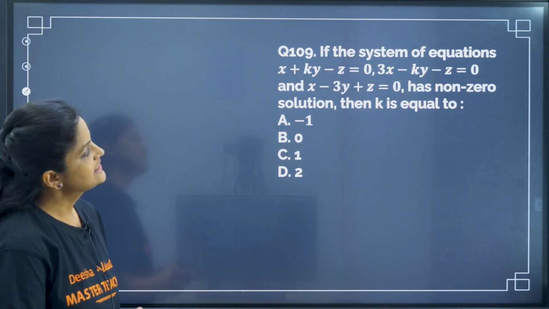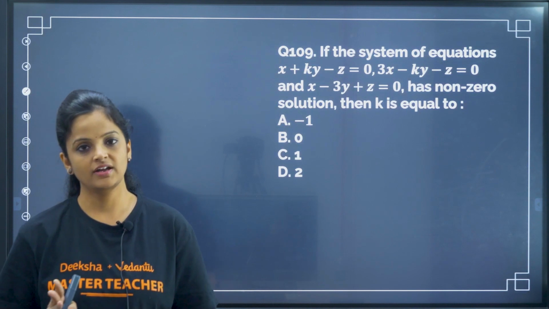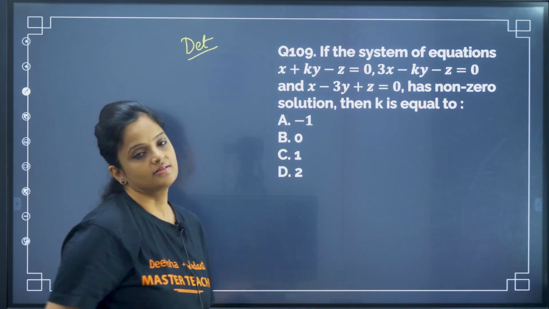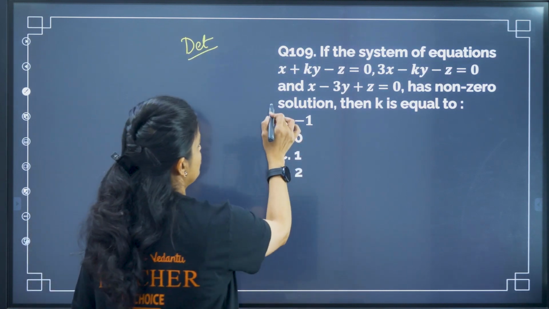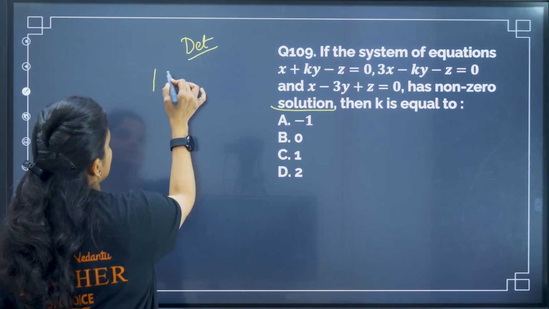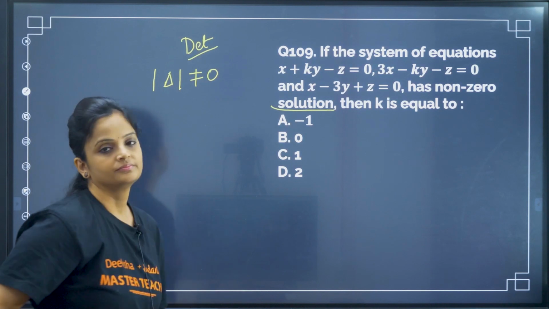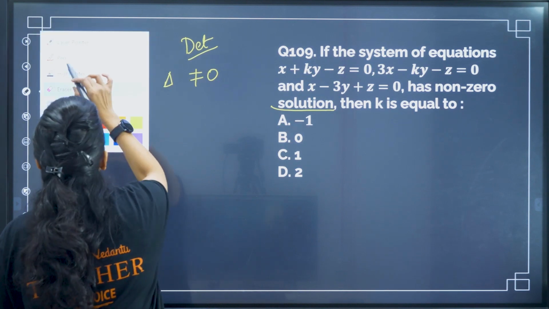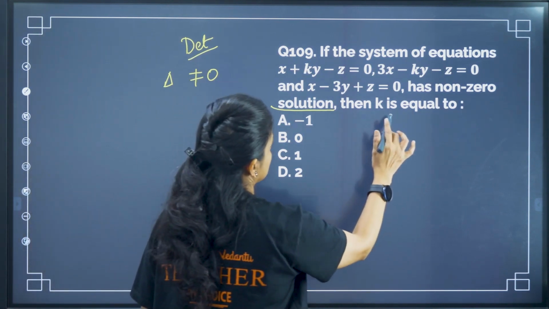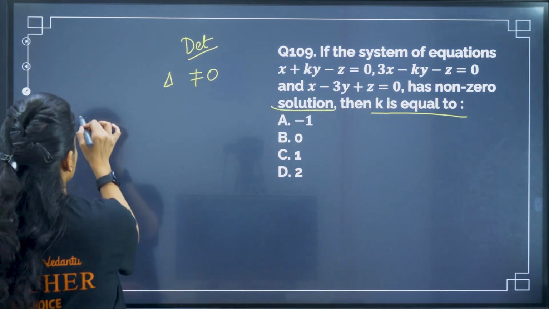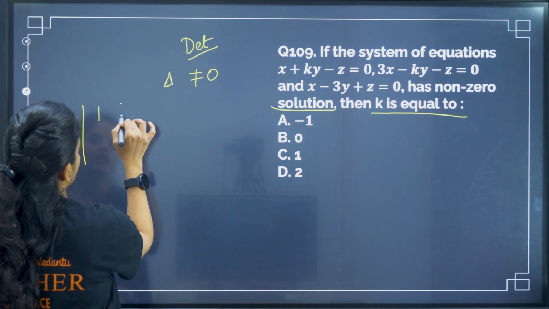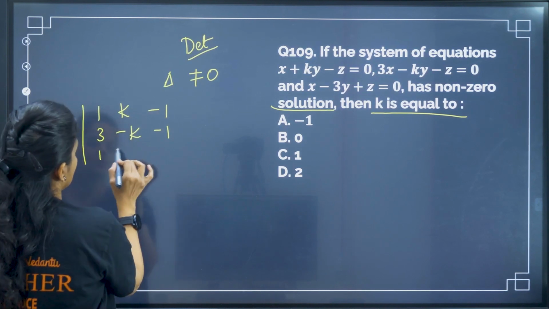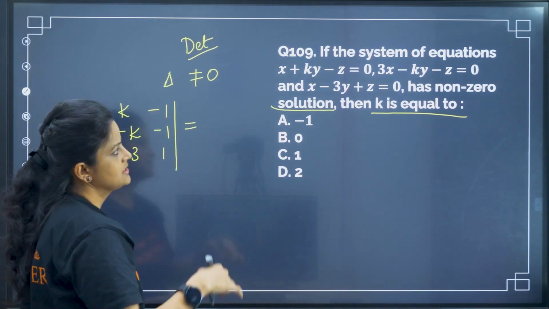See, the system of equations, 3 equations, has been given and they have a non-zero solution. Determinant question, isn't it? When will we get a non-zero solution? When the determinant of this is not equal to 0. Correct? Yeah, determinant is not equal to 0. I have to do that only here and get the k value. Simple. So let's take the values. 1, k, minus 1, 3 minus k and minus 1, 1, minus 3 and 1. This is equal to 0.